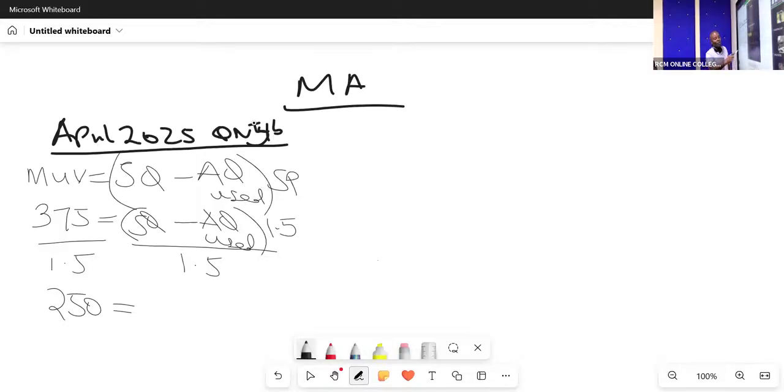So then 50 will be SQ minus AQ, like that. Revision proper starts when I tell you that, I will tell you, karibu sana. Thank you so much.